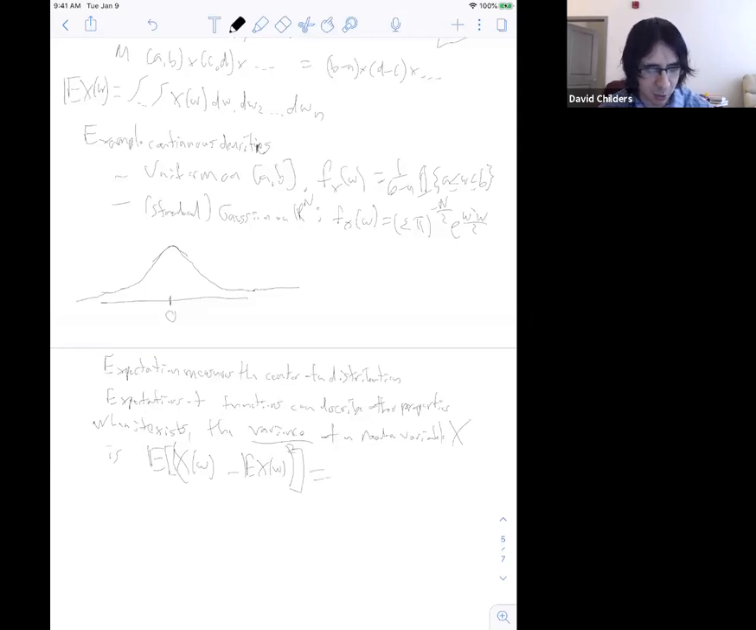We can expand that square. This is the expectation of x omega squared minus the expectation of x omega, squared, is another way of writing this. And this measures dispersion.